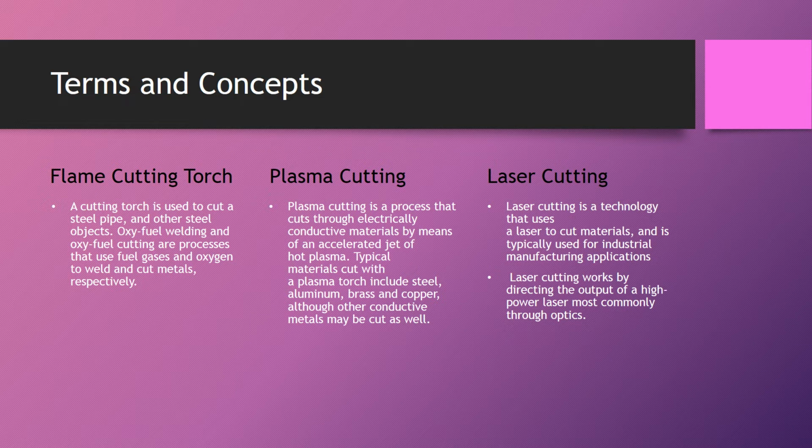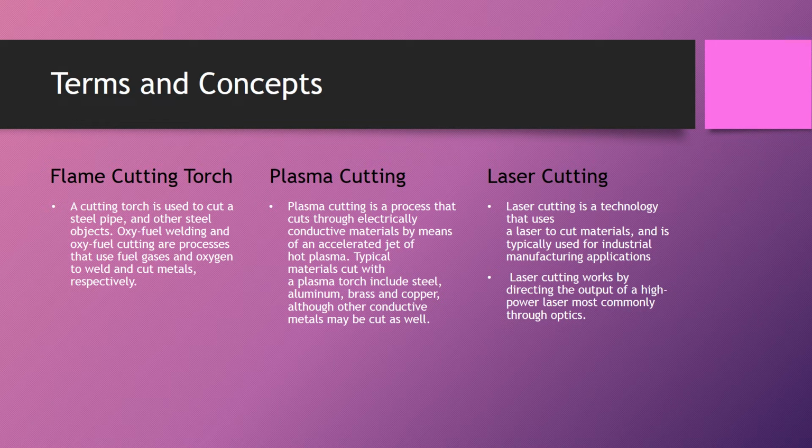More terms and concepts here for you. Flame cutting torch. A cutting torch is used to cut a steel pipe and other steel objects. Oxy-fuel welding and oxy-fuel cutting are processes that use fuel gases and oxygen to weld and cut metals, respectively. Plasma cutting. Plasma cutting is a process that cuts through electrically conductive materials by means of an accelerated jet of hot plasma. Typically, materials cut with a plasma torch include steel, aluminum, brass, and copper, although other conductive metals may be cut as well.